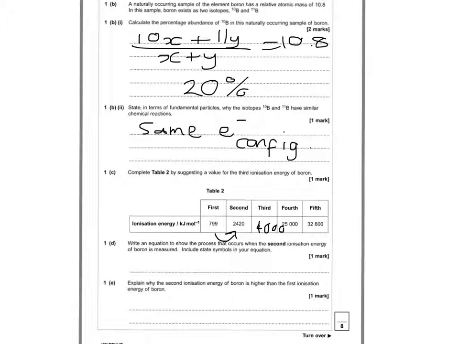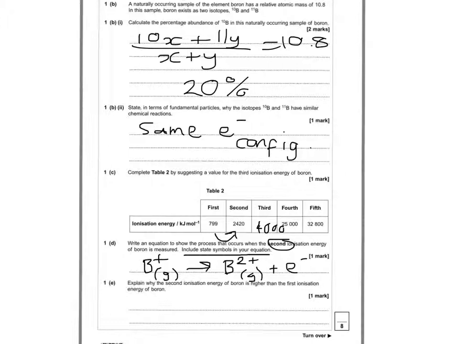Write an equation to show the process when the second ionisation of boron is measured. Include state symbols in your equation. I've underlined that on so many of your papers because you haven't done that. Okay, the second ionisation is when you're going from a 1 plus ion to a 2 plus ion. So boron plus is going to boron 2 plus. The way it does that is that it loses an electron. But we have to put the state symbols in. So that is the correct answer.